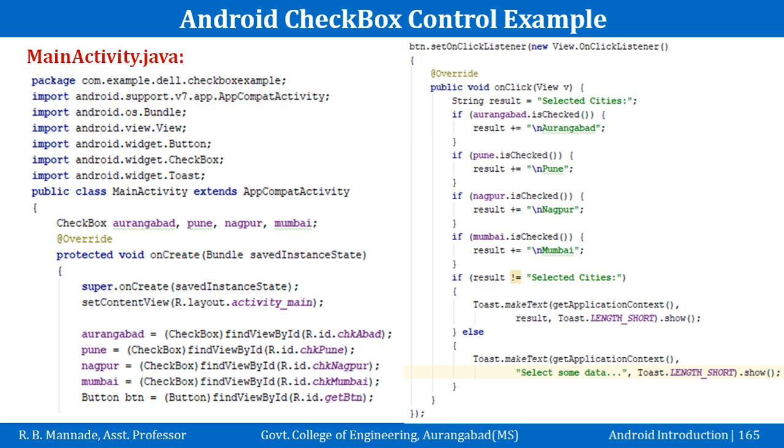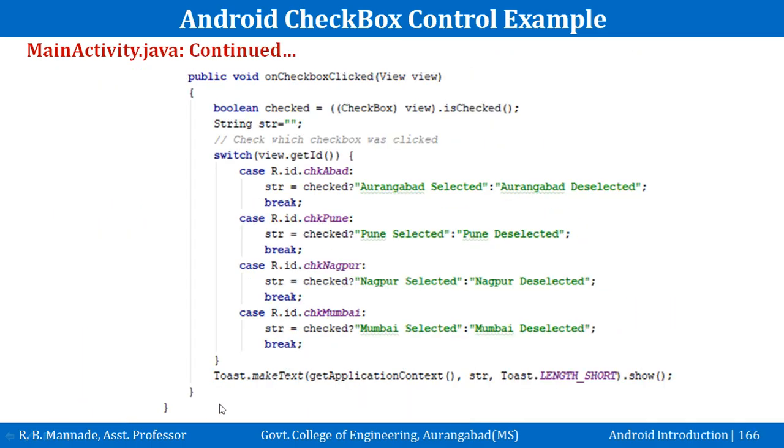Before that, one part is also remaining. So this is the button click event of the checkboxes. What is remaining is that we had defined the on click event of each checkbox control in the user defined XML layout file, and its name was onCheckboxClicked, right?